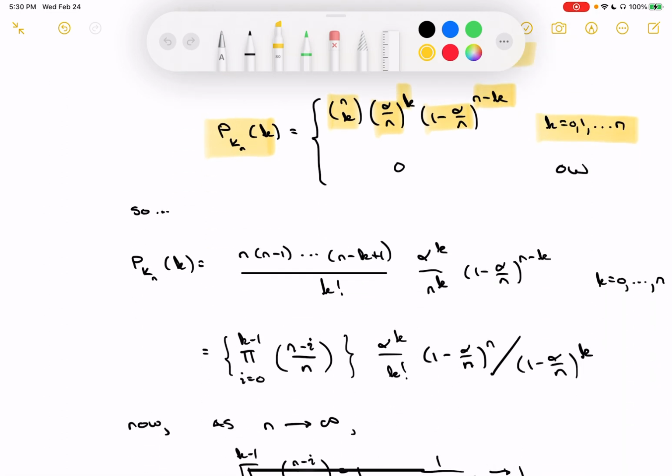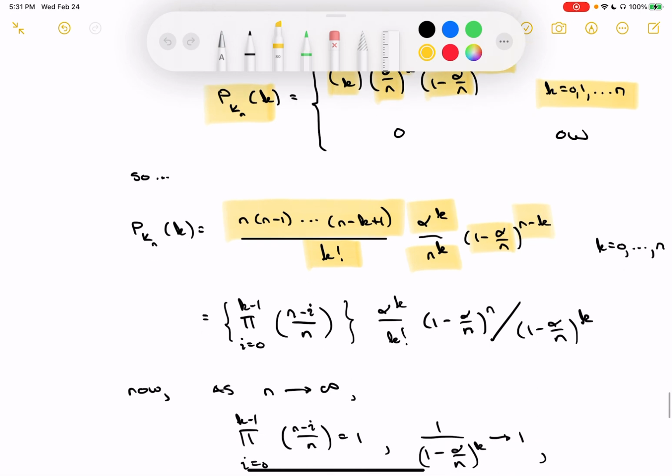If I play with this a little bit, I'm going to look at that p of k when it's non-zero. The n choose k is what? It's going to be n times all the way down to n minus k plus 1, over k factorial. That's just one way of expanding out that n choose k term. I have alpha over n to the k. That's an alpha to the k divided by n to the k. And then I have that 1 minus alpha over n to the n minus k. So I'm just playing some games on expanding this guy out.